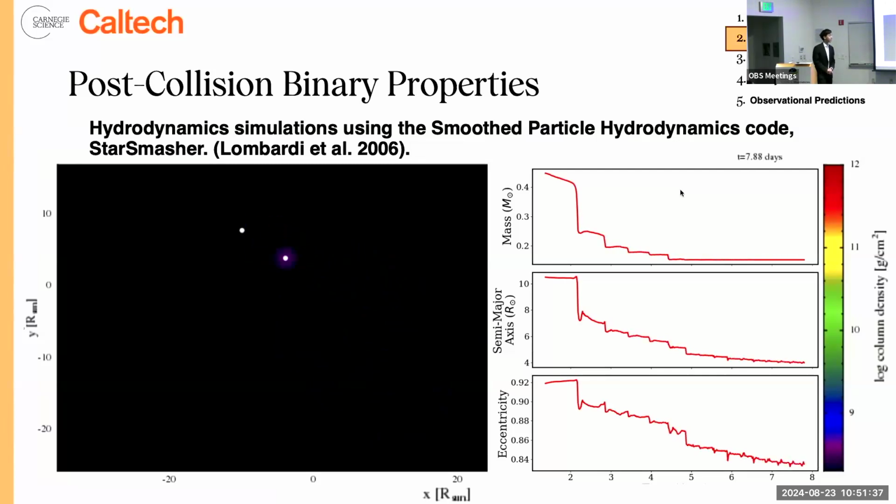We can see that after the collision, we're pretty much just left with the lone core of the giant itself at around 0.1 solar masses, and the semi-major axis drops to on the order of 1 to a few solar radii. We're also left with a very eccentric binary, but as it inspirals, this eccentricity will decrease due to the nature of gravitational wave radiation.